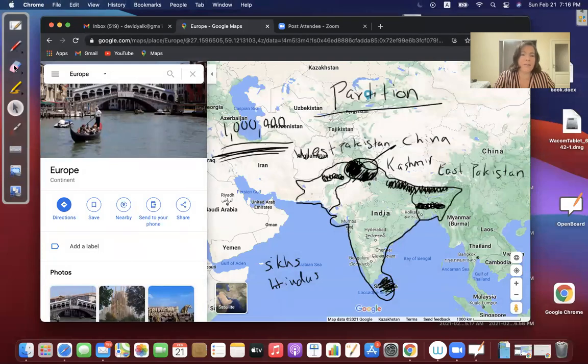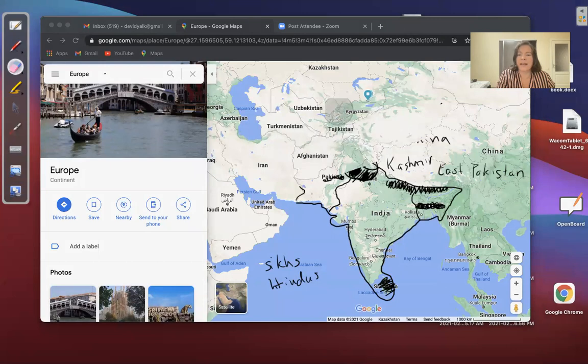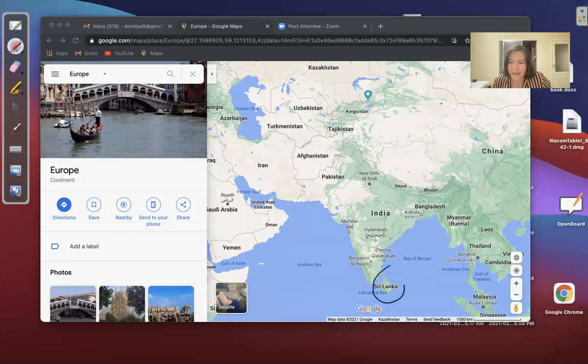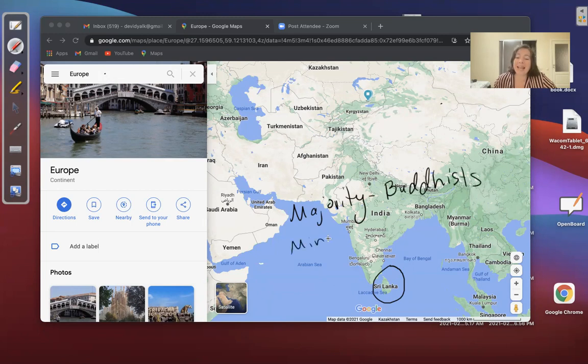Now let's go back to my map. Let me erase all this and talk about Sri Lanka. Okay, now we're talking about Sri Lanka, this island down here. It's an independent nation. It also used to be controlled by Britain, but now it has gained its independence. But down here in Sri Lanka, the majority of people are Buddhist. The minority are Hindus. And so most of the government is run by Buddhists because most of the people are Buddhist.